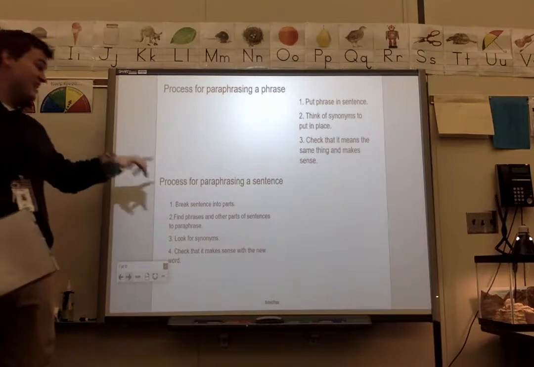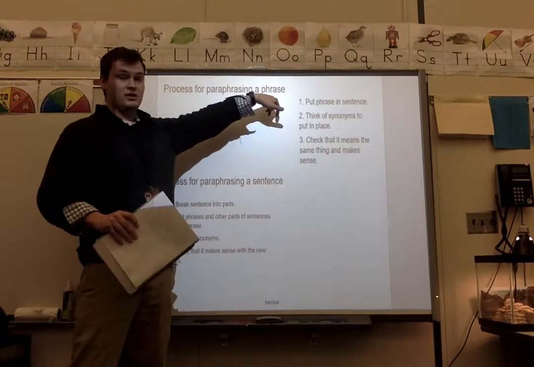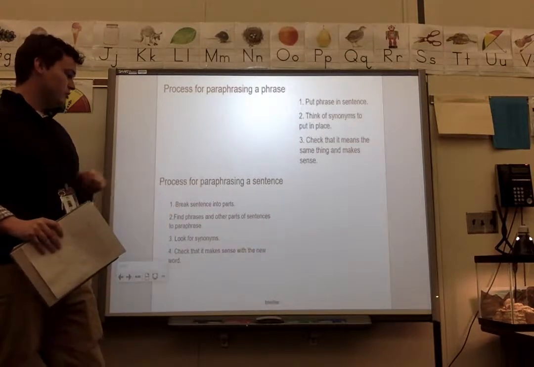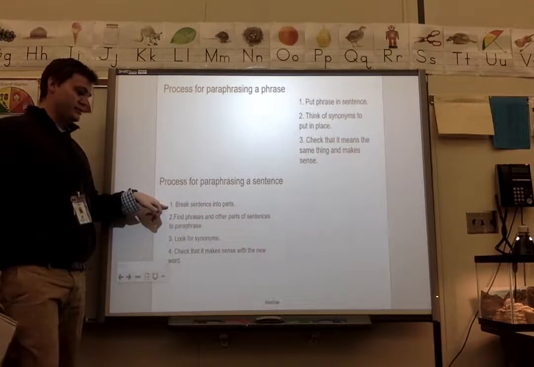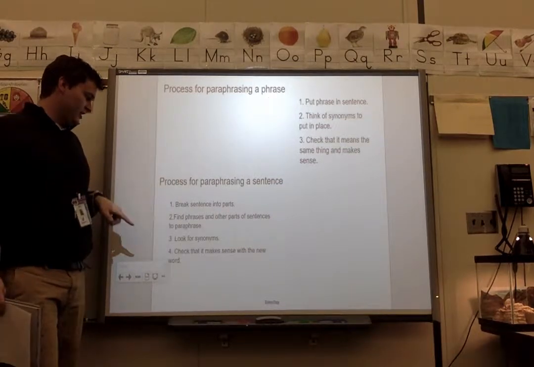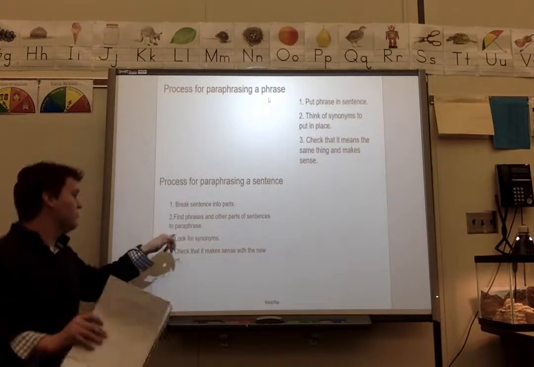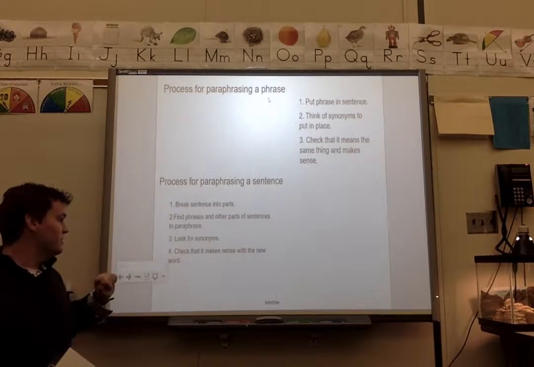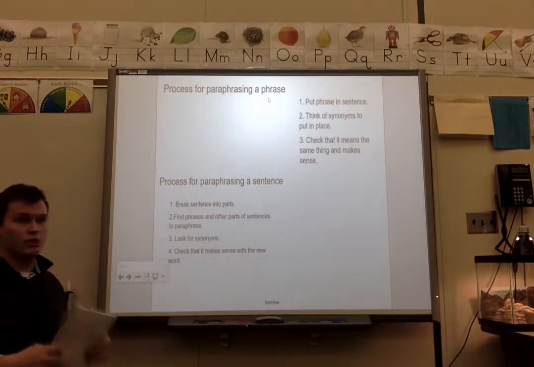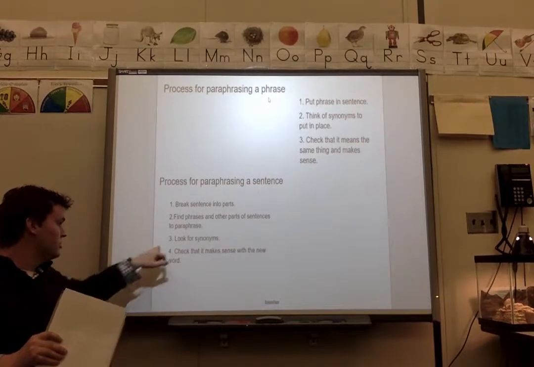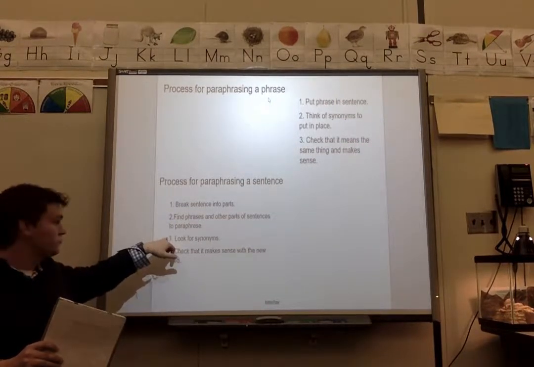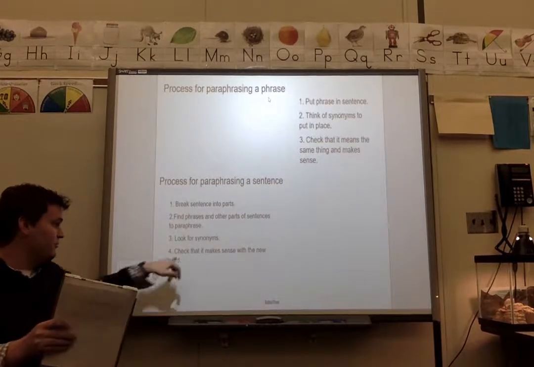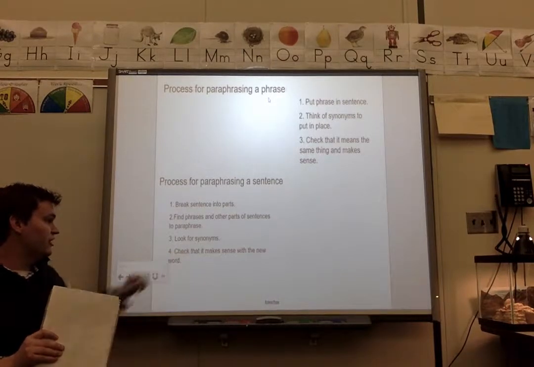When we're paraphrasing a sentence, so this was paraphrasing a phrase, like it's hot, it's cold, okay? Paraphrasing a sentence, first we're going to break the sentence into parts. So what are we going to do first? Break the sentence into parts. Break it into parts, okay? Then we're going to find a paraphrase for the other parts of the sentence, and we're going to paraphrase them, okay? Next we're going to look for synonyms, and then we're going to check that it makes sense with our new word, okay? So we're looking for what? Synonyms, yep, which is things that are the same. We're going to check to make sure that it makes sense with our new words.